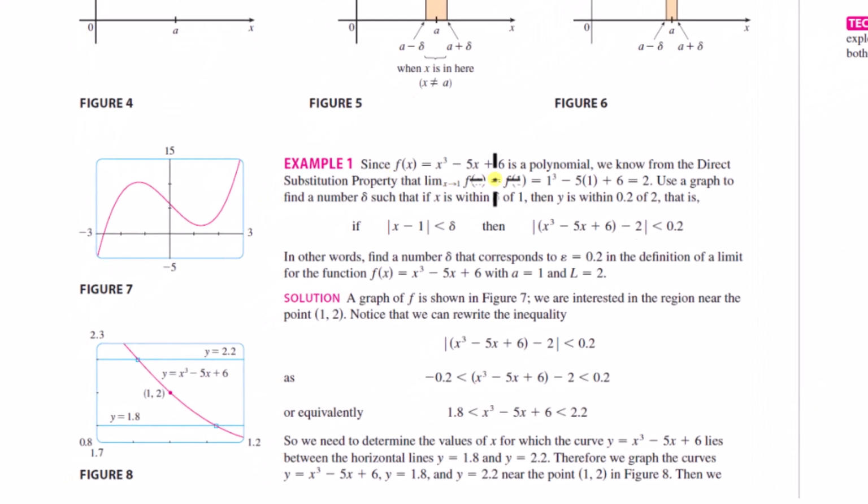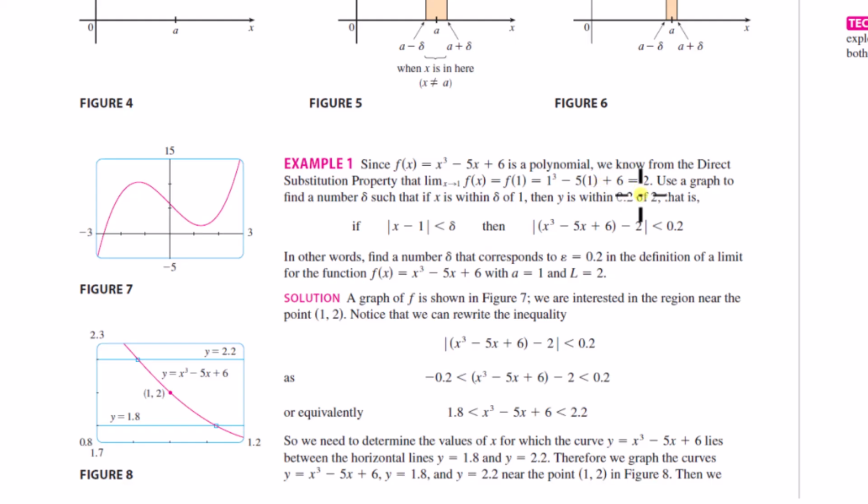We've got this polynomial function, a third-order polynomial, the limit as x approaches 1 of f of x. We know that since this is a polynomial, we could use direct substitution here. So just plug in 1 into f of x, simplify, and you get 2. So this limit, the limit as x approaches 1 of this function, is equal to 2.